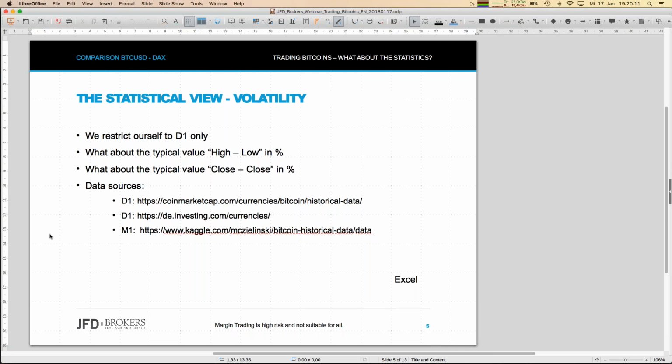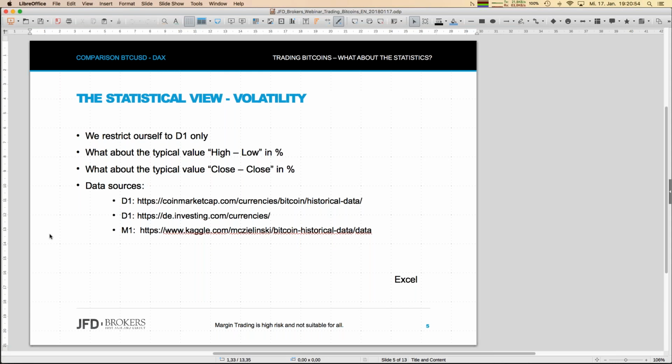In order to get a feeling of volatility, I use two methodologies. One, I look at a certain D1 candle and compare the high minus the low. That is the overall range of that day. But since Bitcoin, a couple of months ago, was at 100 points and now we are at 10,000, it's better to do this high-low comparison not in absolute terms. It's better to do it in percent. And the same we do for the close-to-close comparison, so the close from one day to the close of the next day.